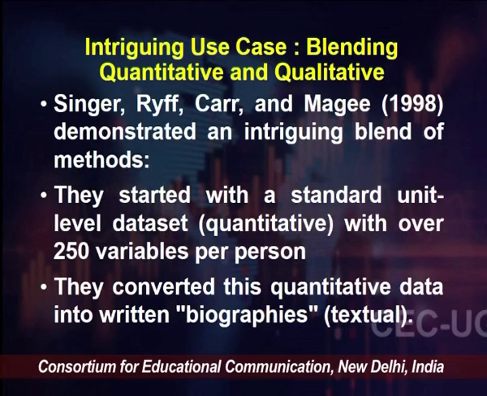They started with a standard unit-level data set, which is quantitative, with over 250 variables per person. They converted this quantitative data into written biography or textual data. They then examined the biography for common features and thinned them to more generic descriptions, qualitative textual analysis. This example highlights the potential for methodologies that bridge the quantitative and the qualitative divide.